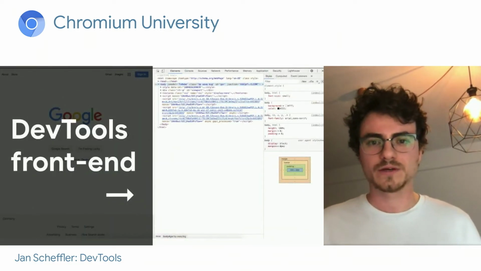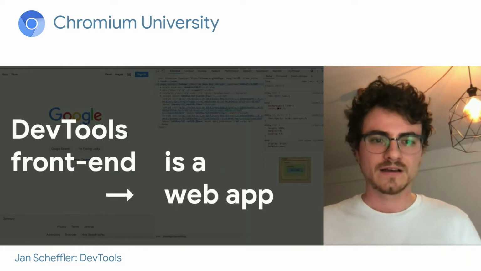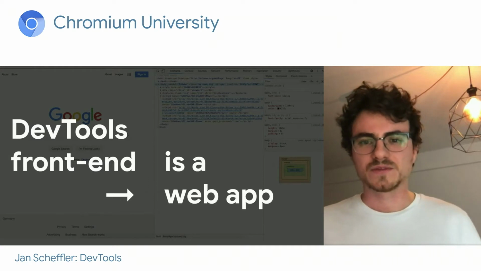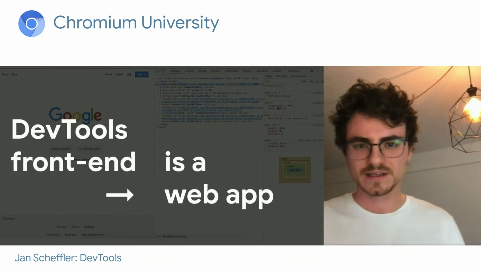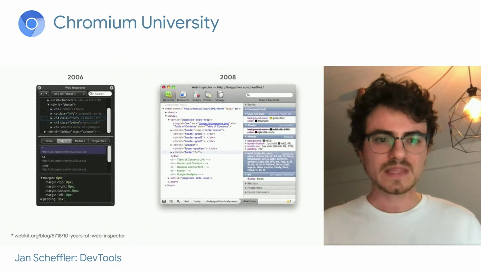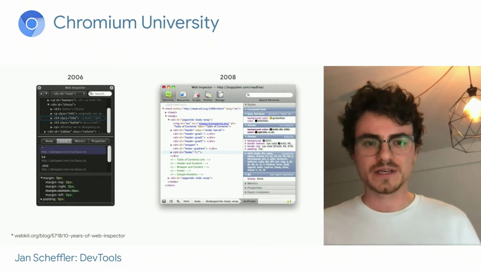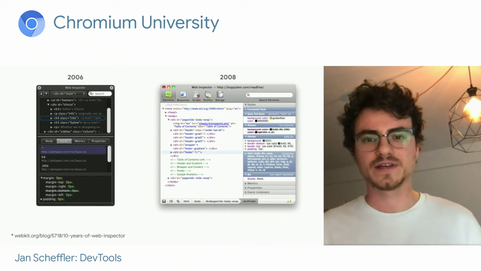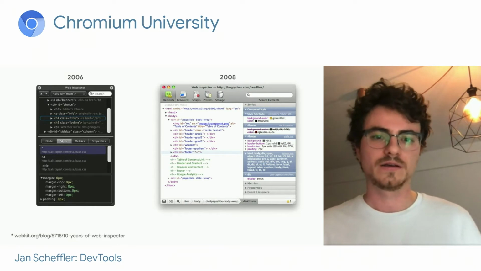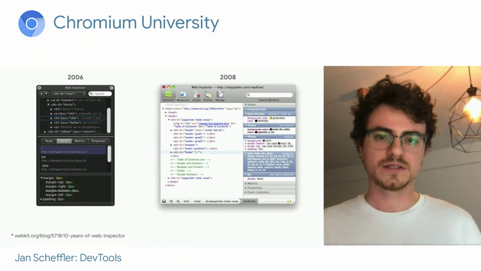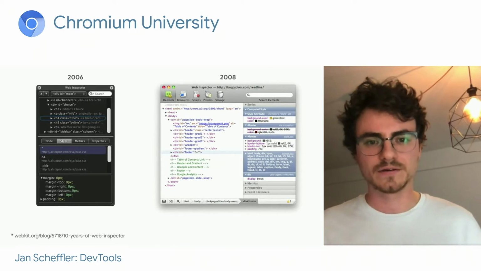Altogether, this is what we call the DevTools frontend, and believe it or not, it's a web app. And of course, it has access to some special capabilities. And parts of our code base are very old already. DevTools originally was based on the WebKit inspector, and you can still find the WebKit inspector in Safari today. The source code is older than 14 years already.